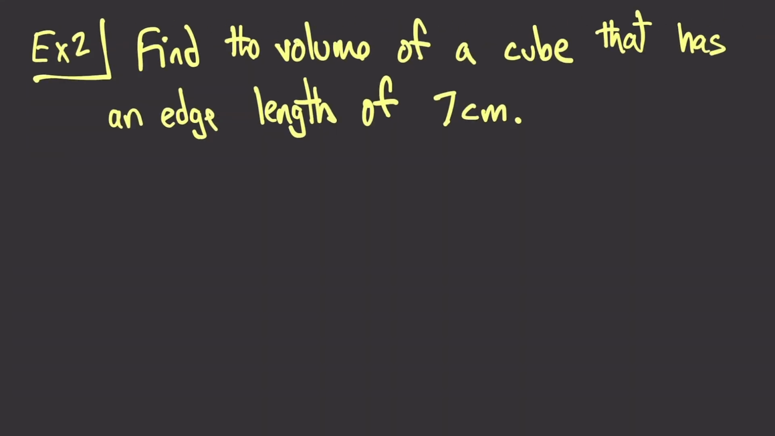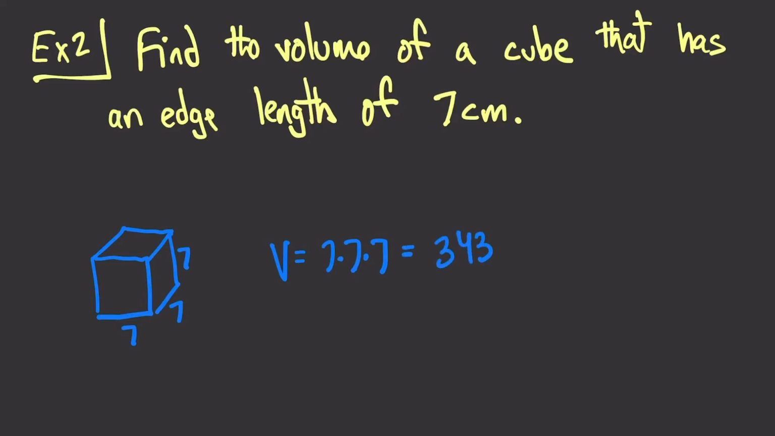Okay, find the volume of a cube that has an edge of 7 centimeters. So a cube is a rectangular prism whose length, width, and height are all the same. So it's kind of like a die. All right, so if it says edge length of 7, the length is 7, the width is 7, the height is 7. So our volume formula here is simply going to be 7 times 7 times 7. All right, and that is 343. Our units here are centimeters, so that's going to be centimeters cubed, or cubic centimeters.